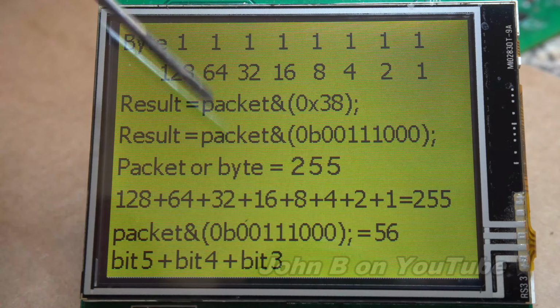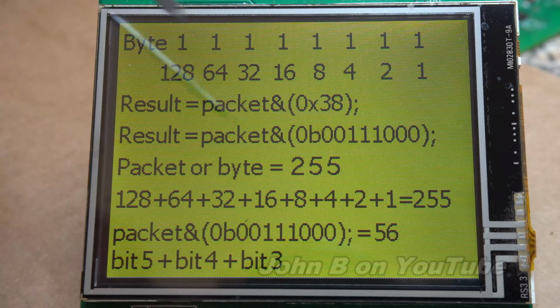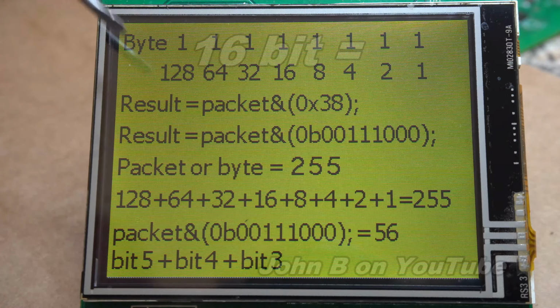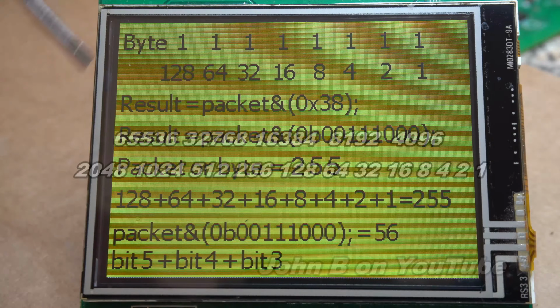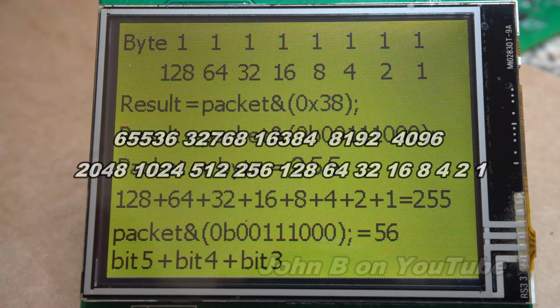Although the Honeywell pressure sensor has a 16-bit register, this is an 8-bit, and counting left, you just keep on multiplying these by 2. So we've got 128 here. The next position in the register to the left would be 256, then 512, 1024, and it keeps on multiplying by 2. But just in an 8-bit packet, these are the values.